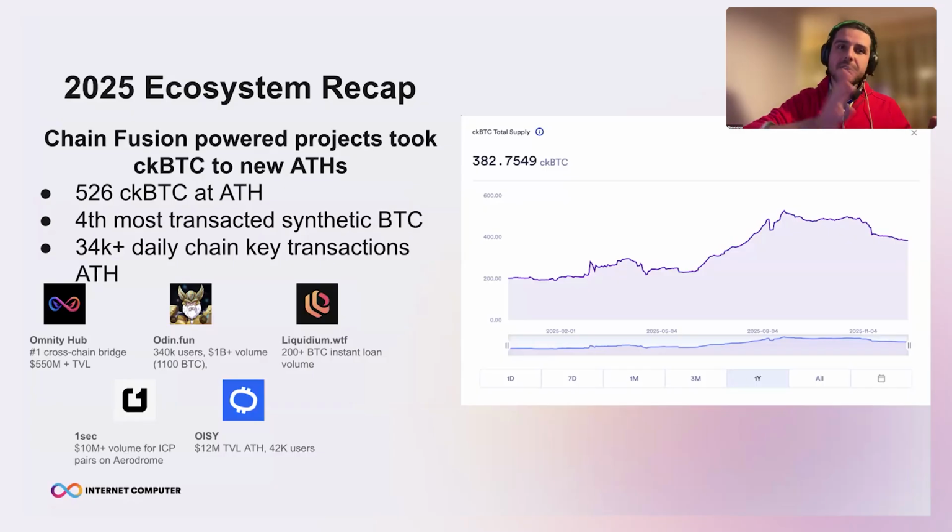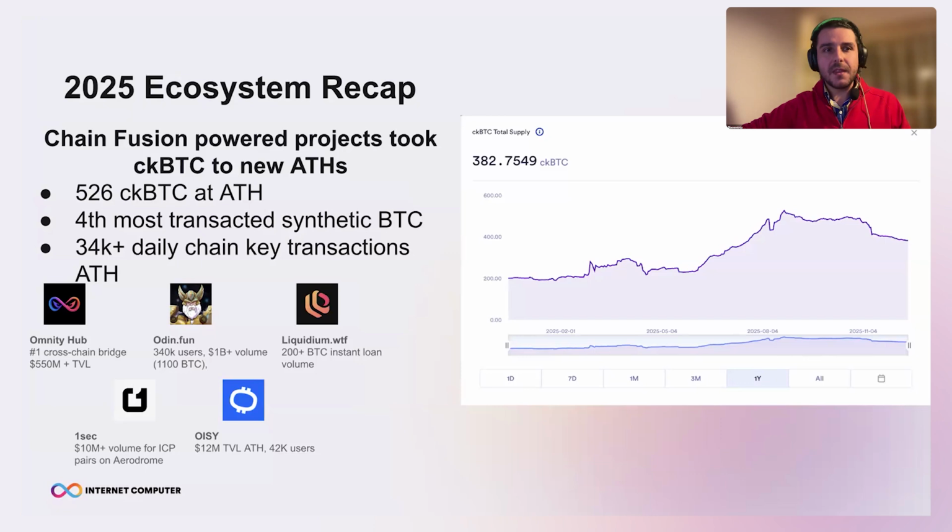And since April, when instant loans came live, they actually managed to generate more than 200 Bitcoin in volume just from this instant loan feature. What is also interesting is that they're working on cross-chain lending and borrowing, which is something that they will launch relatively soon. So again, check them out.